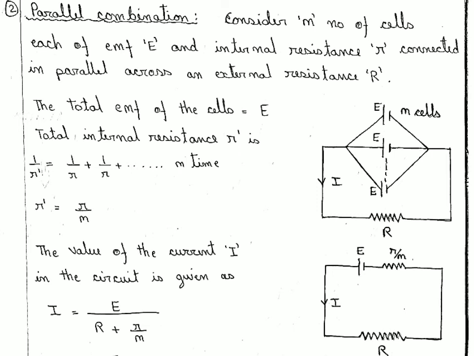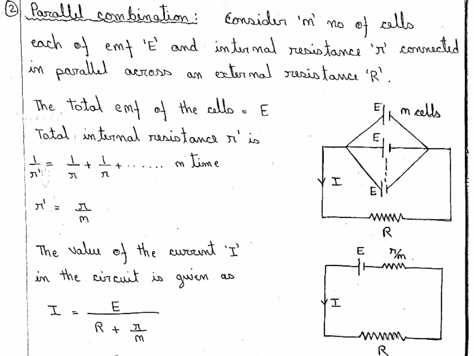And here for the total internal resistance, since it is connected in parallel, we'll have to make use of the formula for a combination of resistors in parallel. So using the formula, the reciprocal of the total internal resistance R dash is equal to the sum of the reciprocals of the individual internal resistances. So here 1 by R dash is equal to 1 by r plus 1 by r plus and so on, m times, since we have m number of cells. Hence R dash would be equal to r divided by m.